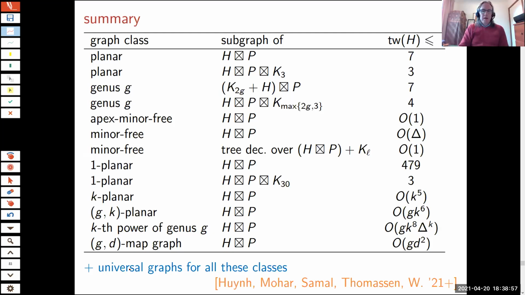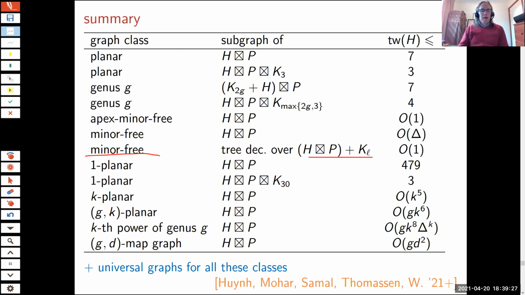And let me summarize all these results here in a table. On the left, you have the graph class. In the middle, you show what all these graphs are subgraphs of: H times P, where H has bounded treewidth, or in some cases, you have another little complete graph in here. In the middle here, we have a graph class excluding a minor. You get a tree decomposition over these sorts of graphs, bounded treewidth times a path, complete joined with a complete graph.